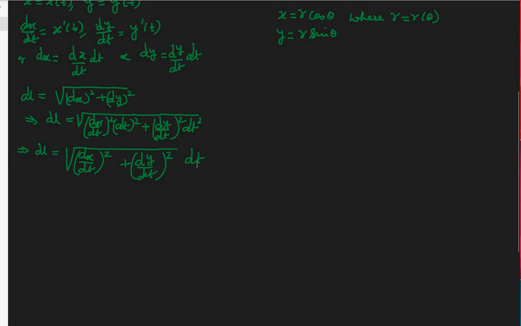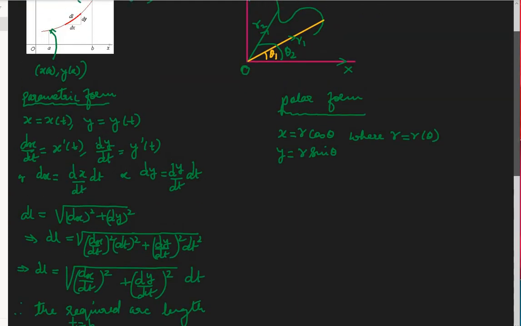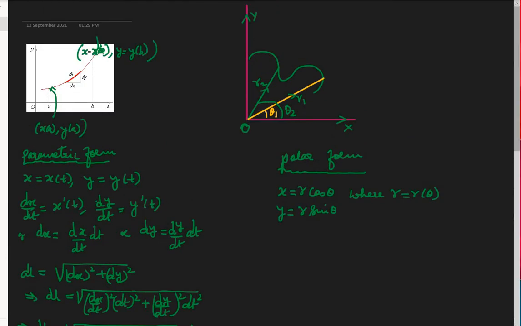So therefore, the required arc length of the plane curve is equal to the integral from t is equal to a to t is equal to b of square root of (dx/dt) the whole square plus (dy/dt) the whole square, into dt. So this will be the formula for the arc length in parametric form. But now from this one we can also derive the equation of the arc length in polar form.